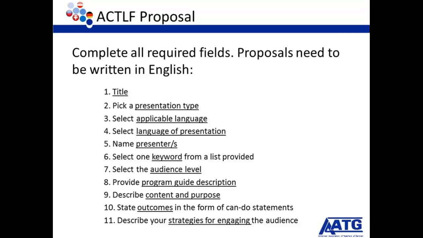And for each of these fields, there is a specific requirement. For example, the title, I think, is 75 characters. You need to pick a presentation type, you need to select the applicable language, and you need to select the language of presentation. Name of the presenters, then there is a keyword list, and you will select one keyword, a category for which your proposal is best suited. You'll also select the audience level, and again, that is simply a drop-down menu.